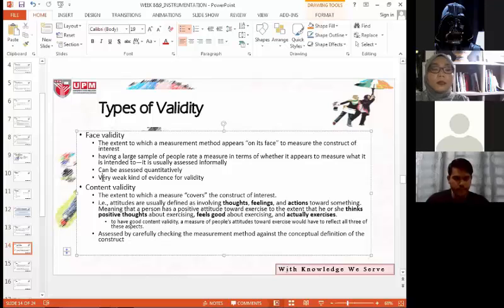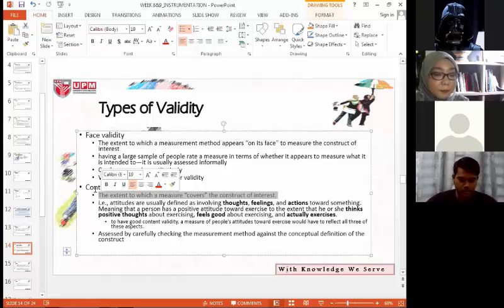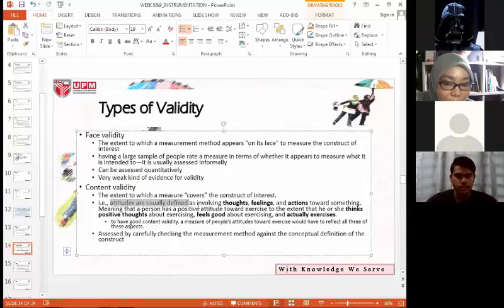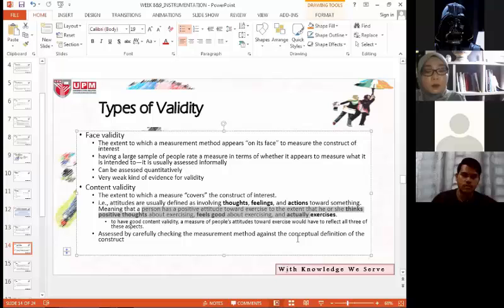Understand? Right. Okay. The second one is content validity. The extent to which a measure covers the construct of interest. For example, attitudes are usually defined as involving thoughts, feelings, and actions towards something. Meaning that a person has a positive attitude towards exercise to the extent that he or she thinks positive thoughts about exercising, feels good about exercising, and actually exercises. Okay, and then assess carefully by checking the measurement method against the conceptual definition of the construct.